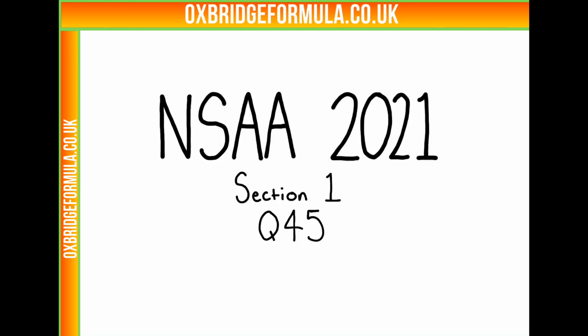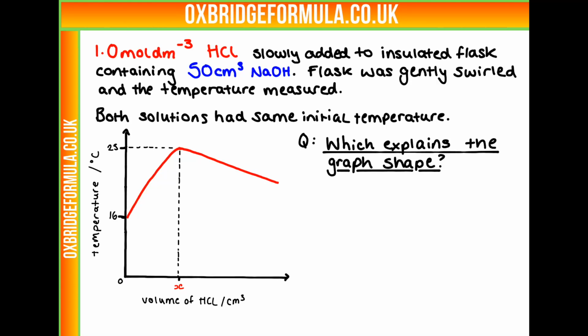This is NSAA 2021, Section 1, Question 45. So in this question, we have 1 mole per decimeter cubed of hydrochloric acid slowly being added to an insulated flask containing 50 centimeters cubed of sodium hydroxide. And we're told that the flask was gently swirled and the temperature was measured.